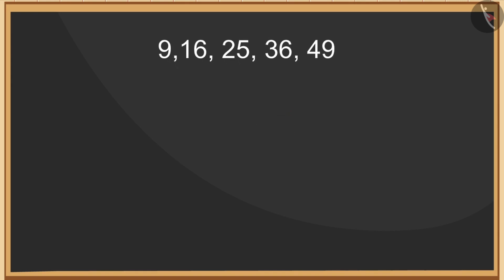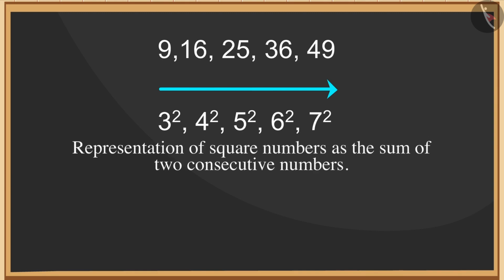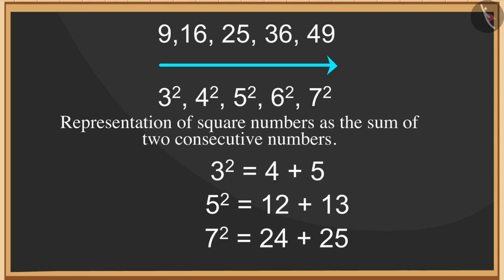You are absolutely right. It shows the pattern of the square of numbers starting with 3. Let us express these numbers as a sum of two consecutive numbers. We can express the square of 3 as the sum of numbers 5 and 4. We can write the square of 5 as the sum of numbers 12 and 13. And the square of 7 as the sum of numbers 24 and 25.